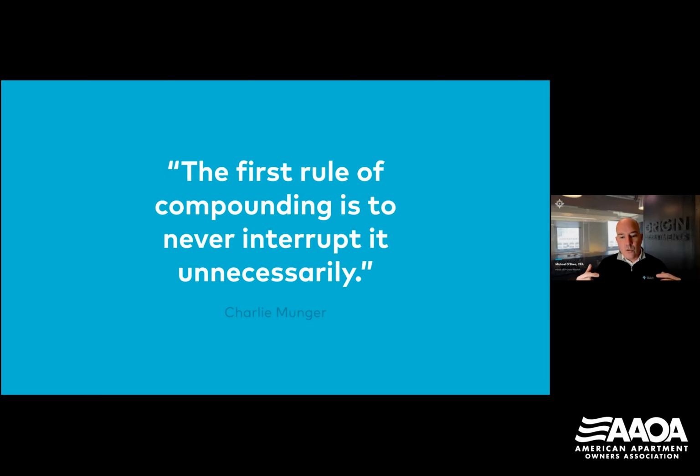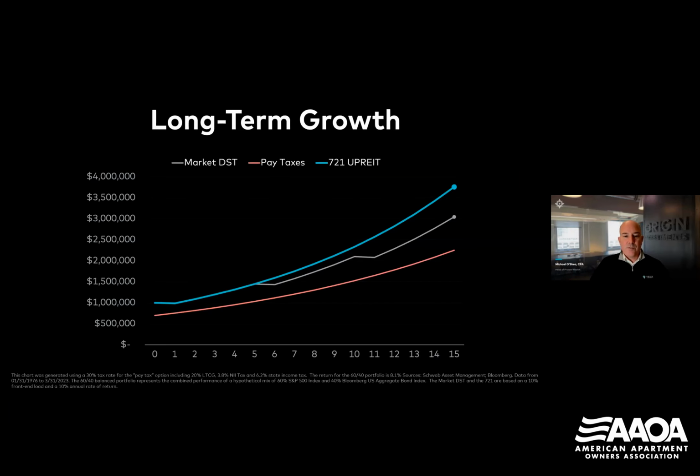And so, like our friend Charlie Munger was Warren Buffett's right-hand man for like 50 years at Berkshire Hathaway. He's got a lot of great quotes. This is one of my favorites. The first rule of compounding is to never interrupt it unnecessarily. Earn interest on interest and let things grow. And that's what this 721 exchange solution really does. So I actually made a little chart here that I think helps kind of understand how this process works.